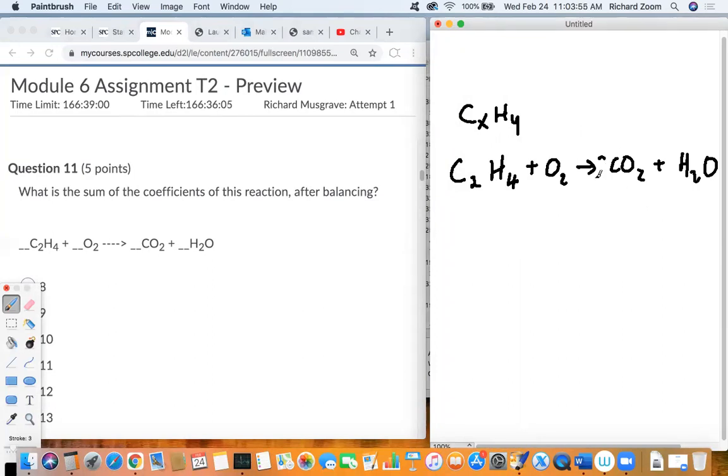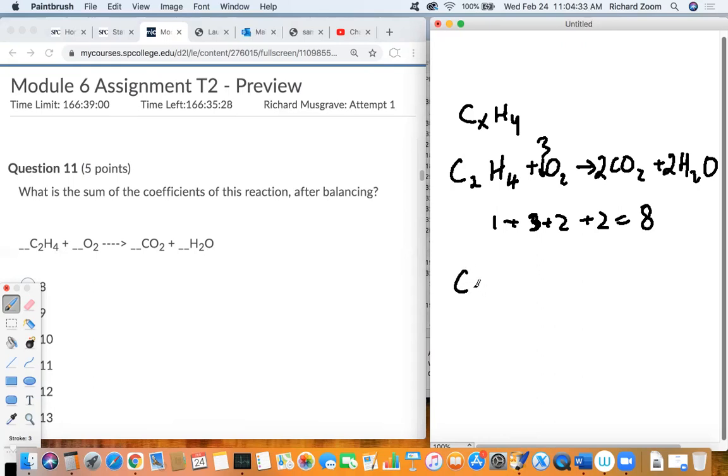The 2 goes in front of the CO2 to balance the carbons. Now the hydrogens, we put a 2 in front of the H2O. The oxygens are a little bit more difficult because we've got 2 times 2 is 4 plus 2 is 6, which means a 3 would go in front of the O2. The sum of coefficients would be 1 plus 3 plus 2 plus 2, which would be a total of 8. So that one's not too bad. Does anybody have any questions about that one?